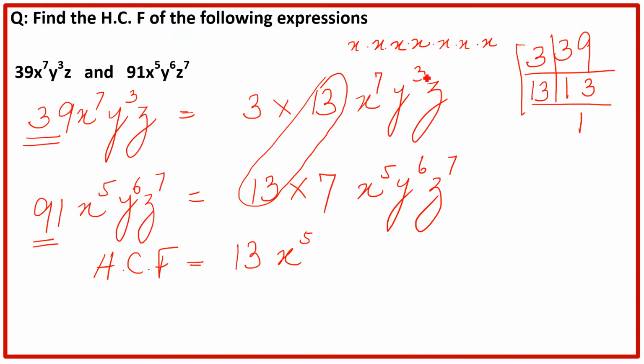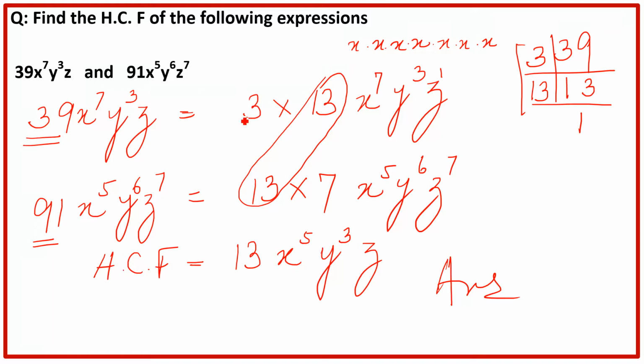Similarly, here is y cube. Y is 3 times. Here is y 6 times. But how many times we have common? 3 times. So y cube we will write down. Similarly, z^7 is here and here is no power. It means 1. So we can take 1 as a common. What is the minimum, right? So this is 1. And this is our answer. So simple. Highest common factor.